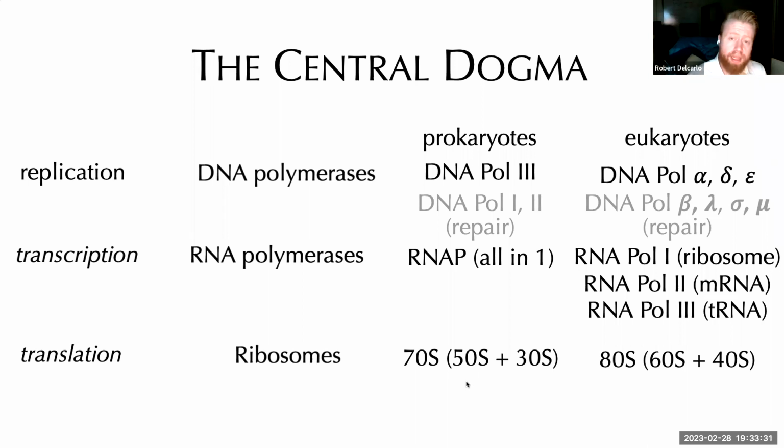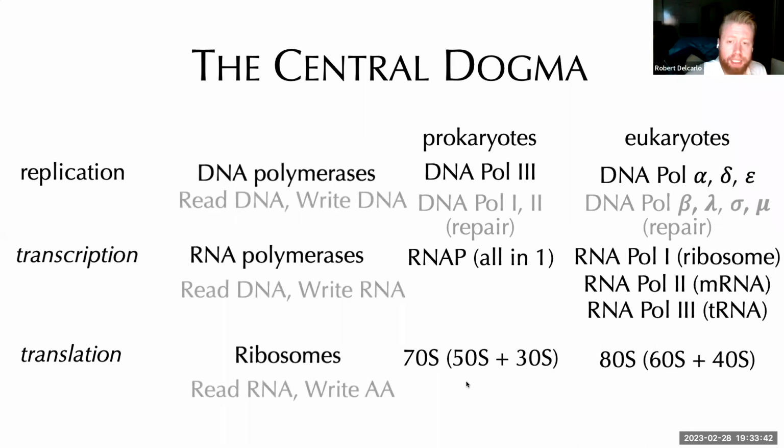And the differences between their replication, transcription, and translation machineries and ours are all differences that we can exploit when we're designing antibiotics to treat disease, okay? Some nomenclature to be aware of. DNA polymerases read DNA and they write DNA. Therefore, we call them DNA-dependent DNA polymerases. RNA polymerases read DNA and write RNA. Therefore, we call them DNA-dependent RNA polymerases.